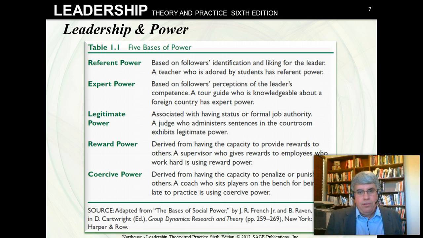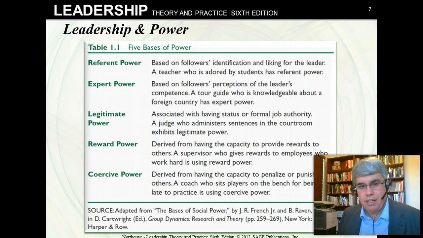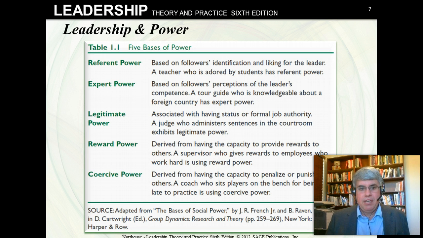People want to do what you want them to do because they like you. An example is a teacher who's adored by students has referent power. They want to please the teacher. So that's one type of power. Another type of power is expert power. Expert power comes from being competent, from knowing a lot, from understanding how to solve the problems that come up, especially in a work situation.